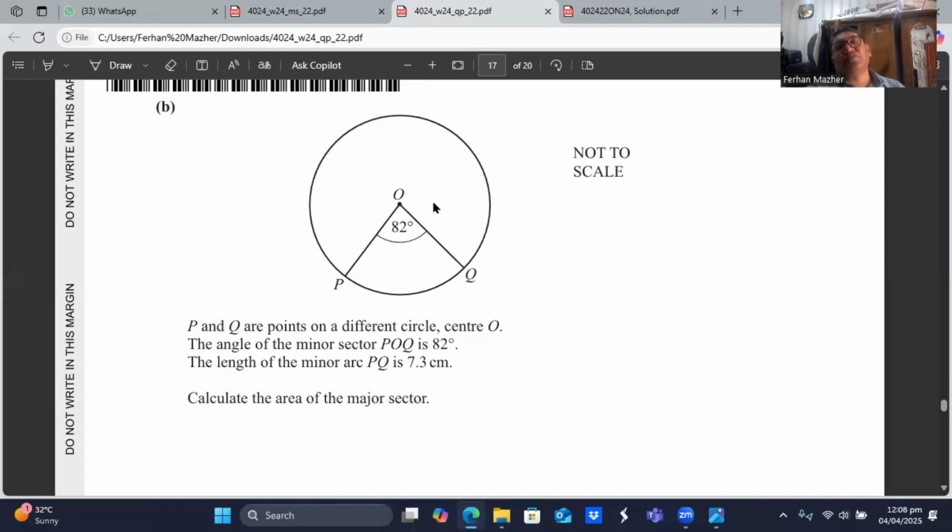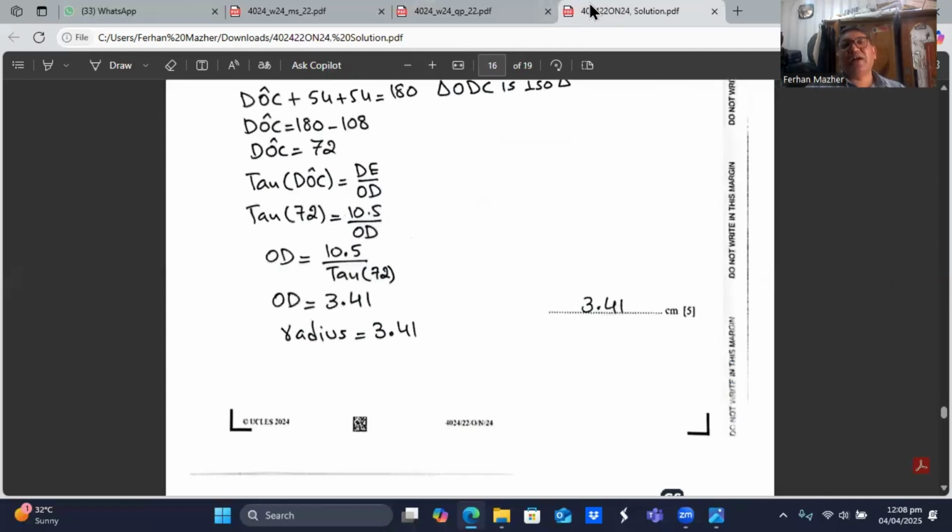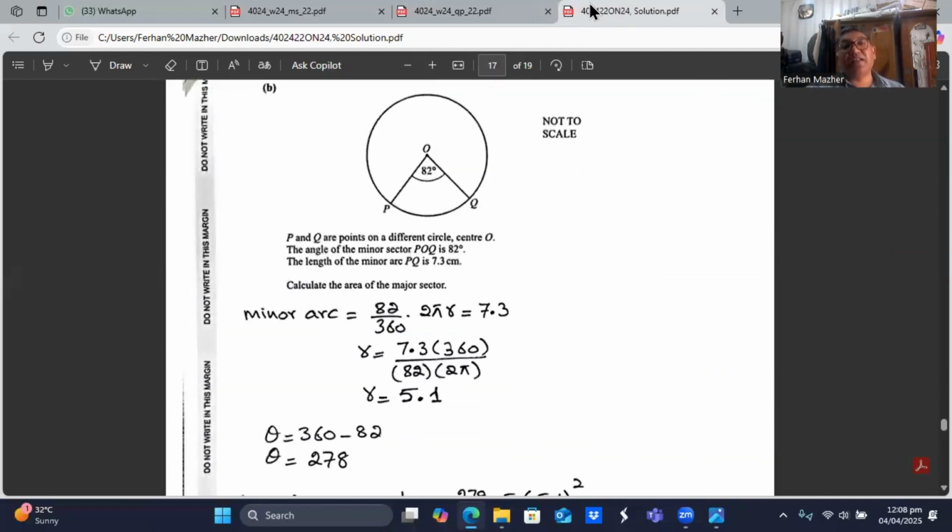So they want me to find the area of the major sector. From 360 subtract 82, you will get the angle subtended at the center by the major sector. And by using the length of the minor arc, from there you can find the radius. Let me show you how this is done. We know the length of the minor arc and the angle subtended by the minor arc at the center. So the minor arc is 82 divided by 360 times 2 pi r. 82 divided by 360 times 2 pi r is equal to 7.3. So r will be equal to 7.3 multiplied by 360 divided by 82 divided by 2 divided by pi, and that will be 5.1. So the radius of this circle is 5.1 centimeters.